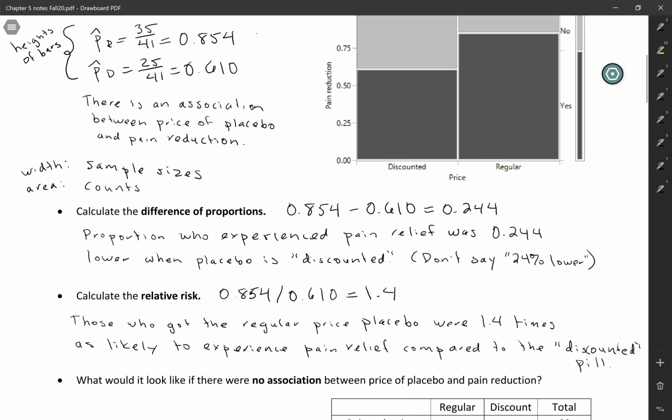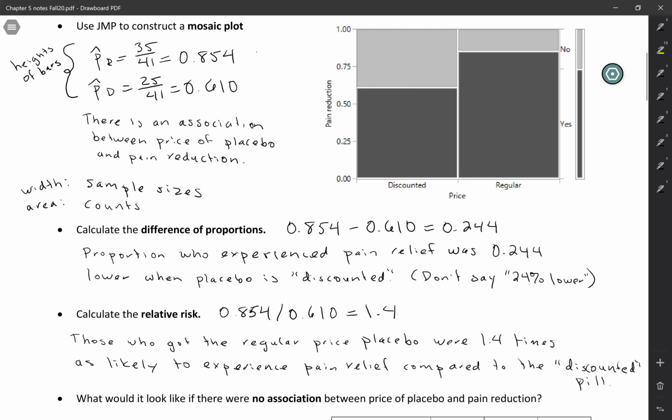It doesn't really matter which number you put on top and which number you put on the bottom. Maybe it's more common to put the larger number on top, but certainly you can do either way. You just want to make sure that your interpretation is consistent with your calculation. So these are all ways that we can describe the association in this sample. So we see that the conditional proportions are not the same. We can calculate the difference and interpret that number. We can calculate the relative risk and interpret that number.